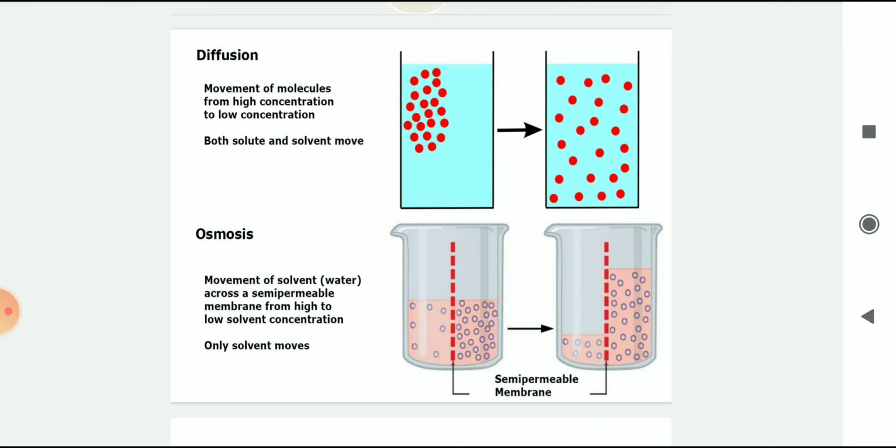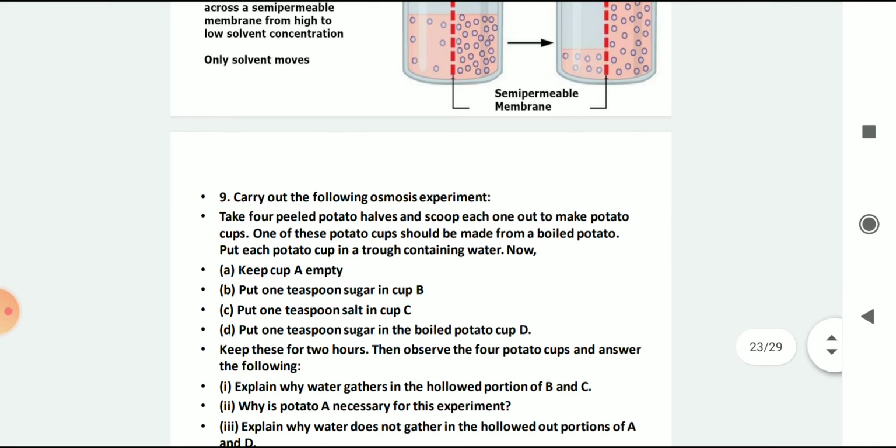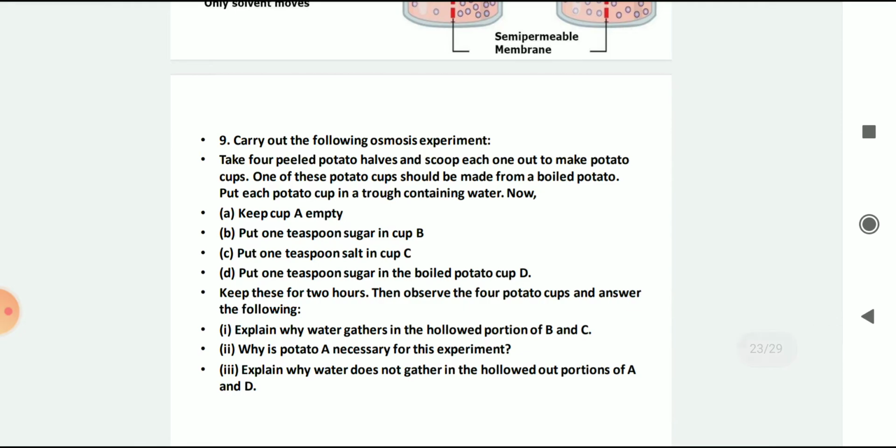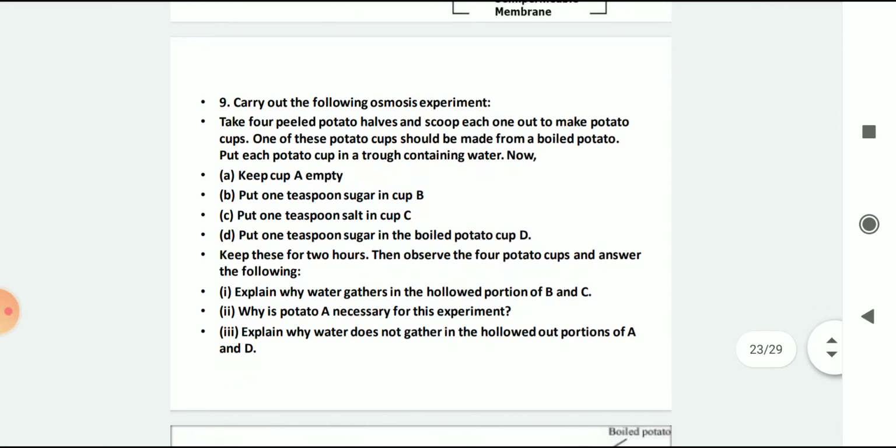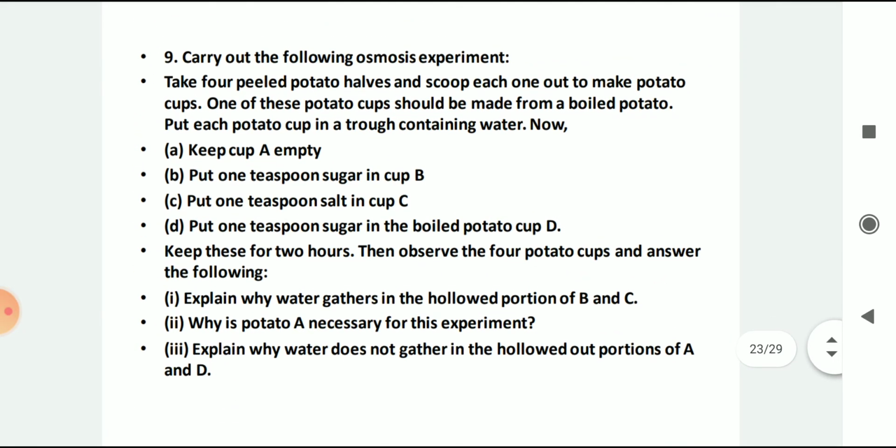I think you must know the difference between solute and solvent. Here only the movement of solvent occurs from a region of high to low solvent concentration. Only solvent molecules move. In the 9th question, there is an osmosis experiment.